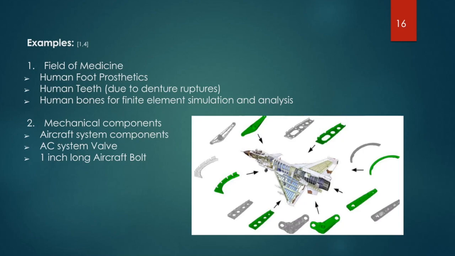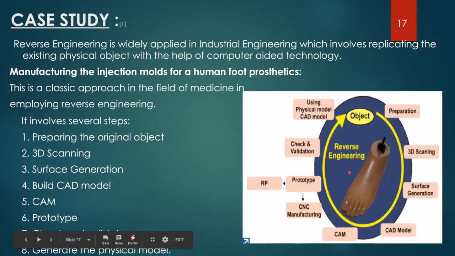Reverse engineering is widely used to replicate the existing physical object with the help of computer aided technology. Two main applications are in the field of medicine and in the field of manufacturing aircraft parts. To understand the reverse engineering applied to real-world hardware products, I will consider the example of manufacturing the injection molds of a human foot prosthetics. It involves various steps as shown here.